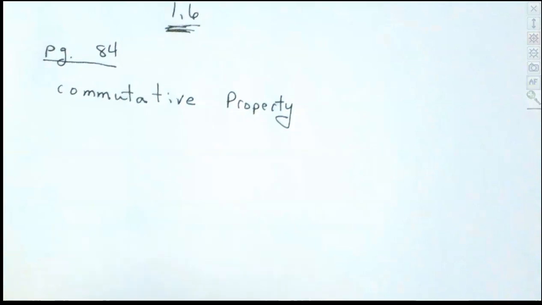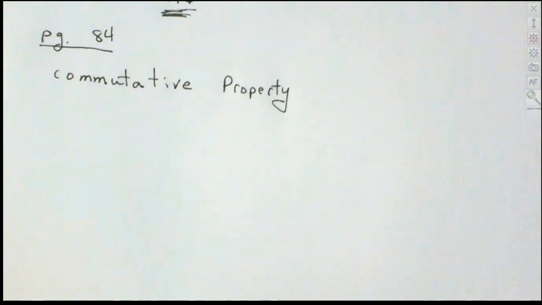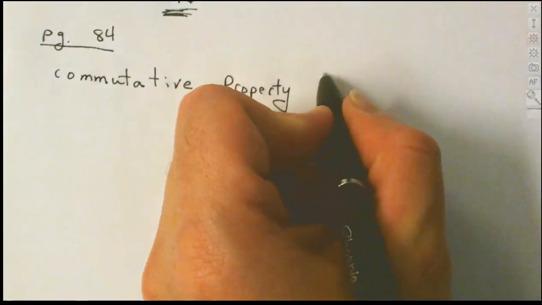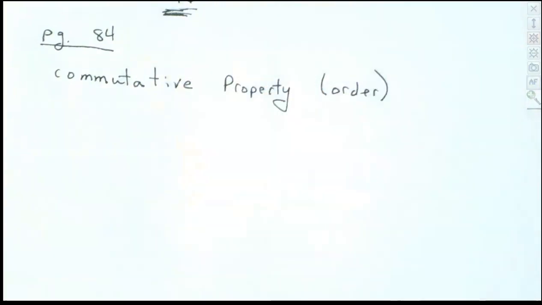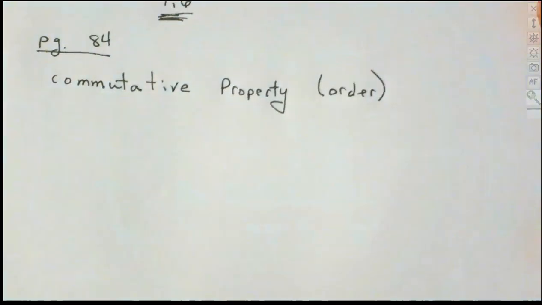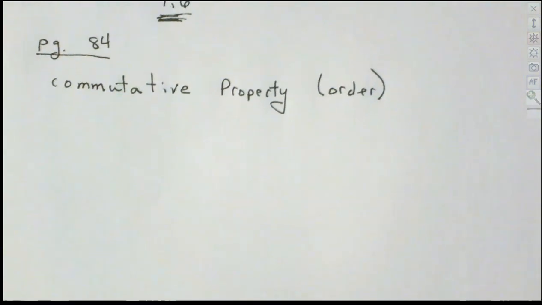When we look at the commutative property, we're specifically looking at order. So when I think of commutative property, I'm going to look at the order. And I can change the order in addition and multiplication. Doesn't work for division, doesn't work for subtraction. Those you have to watch the signs. But for addition and multiplication, we can change the order.